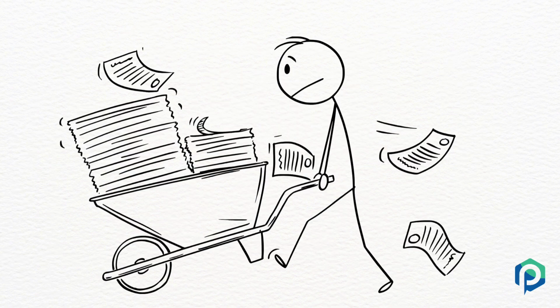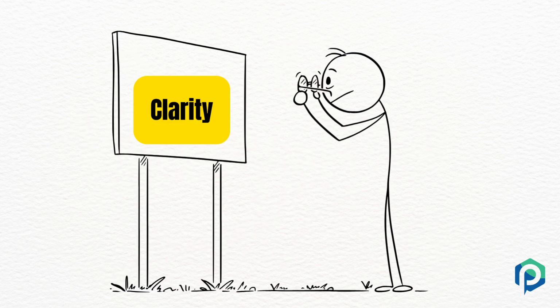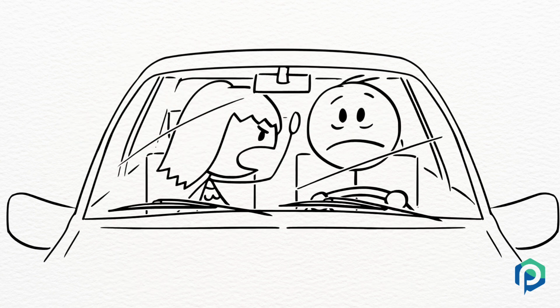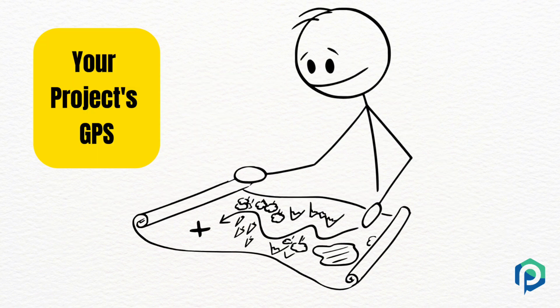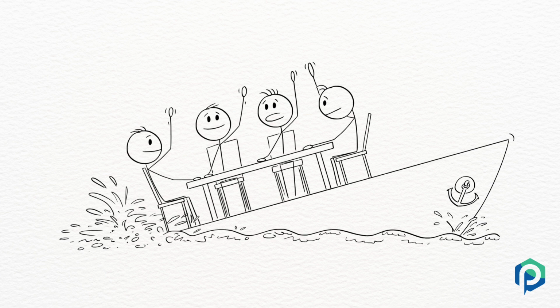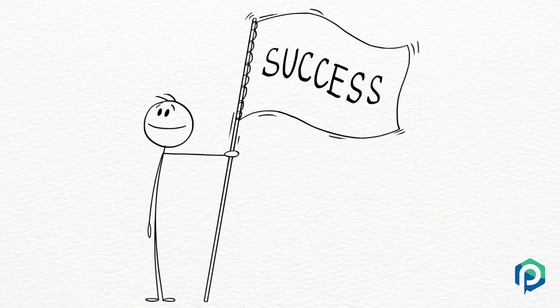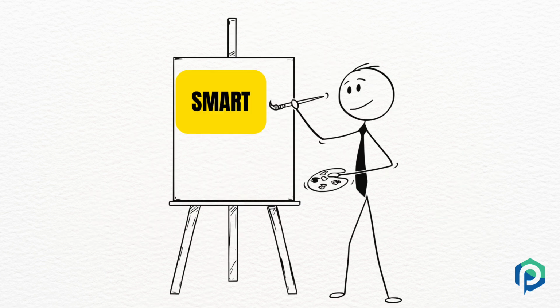Wrap up. SMART indicators aren't about bureaucracy. They're about clarity. They turn, are we there yet? Into, we're 73% there. And here's how we'll nail the last 27%. Think of them as your project's GPS, steering you away from chaos and toward impact. So go on. Turn those fluffy goals into SMART masterpieces.